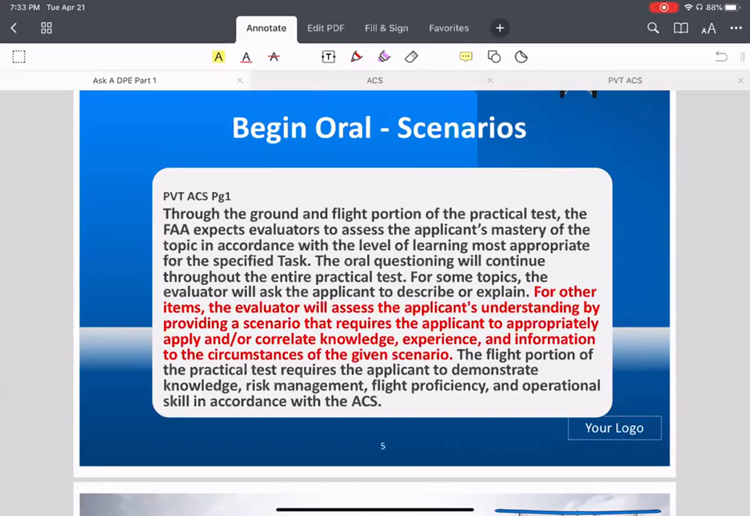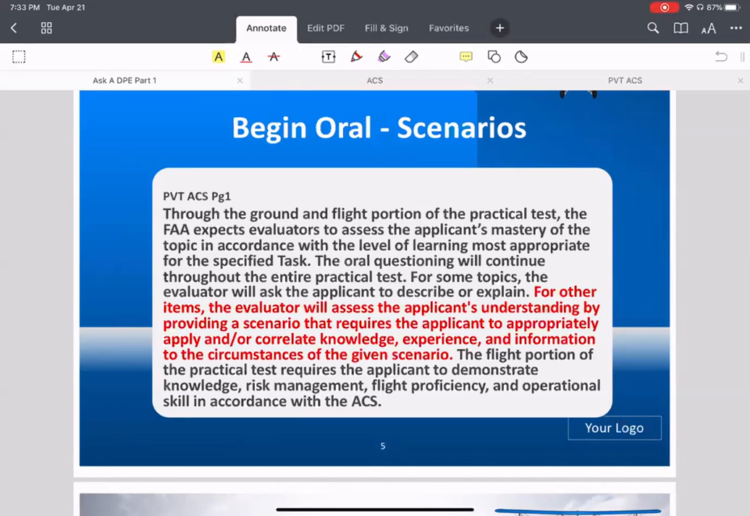We already talked about that. For some topics, the evaluator will ask the applicant to describe or explain. For other items, the evaluator will assess the applicant's understanding by providing a scenario that requires the applicant to appropriately apply or correlate knowledge, experience, and information to the circumstances of the given scenario. So that's where the scenario-based questioning comes from.